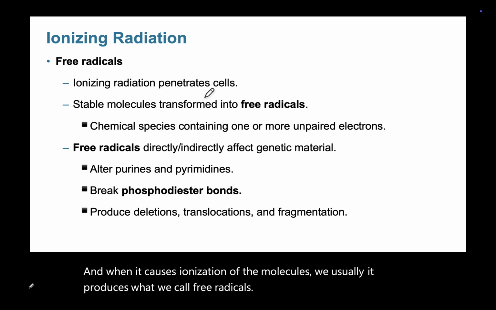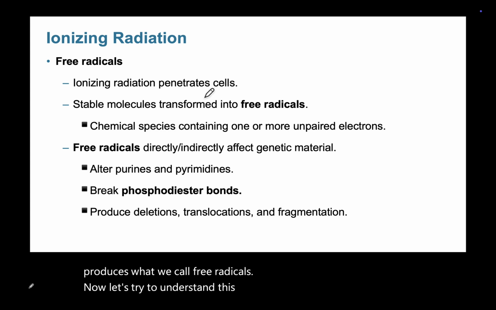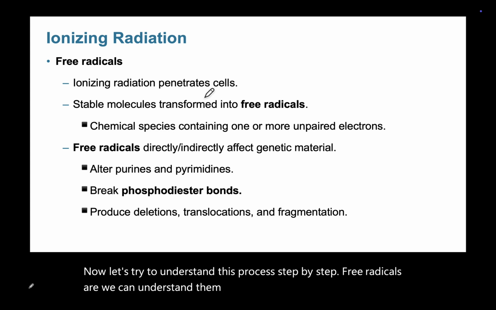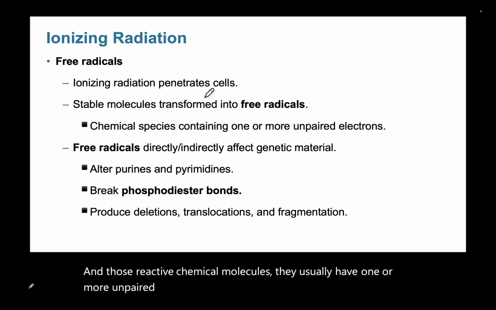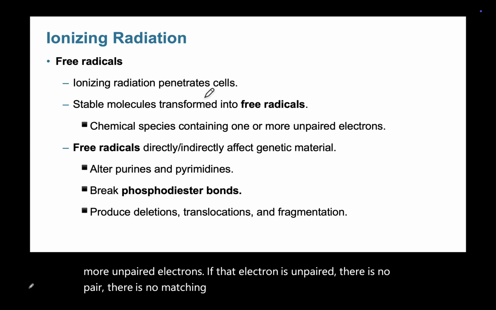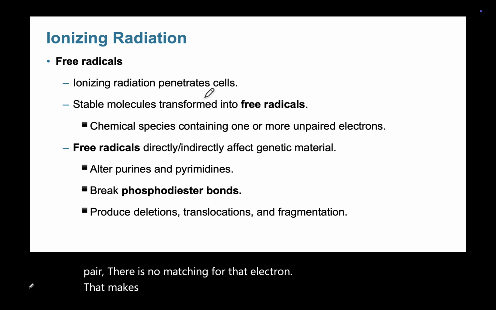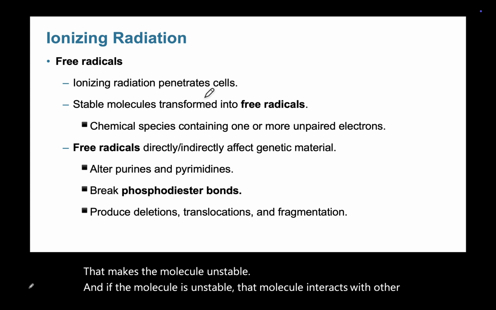Now let's try to understand this process step by step. Free radicals we can understand as highly reactive chemical molecules. Those reactive chemical molecules usually have one or more unpaired electrons. If that electron is unpaired, there is no matching for that electron, which makes the molecule unstable. And if the molecule is unstable, it interacts with other molecules, such as the DNA.